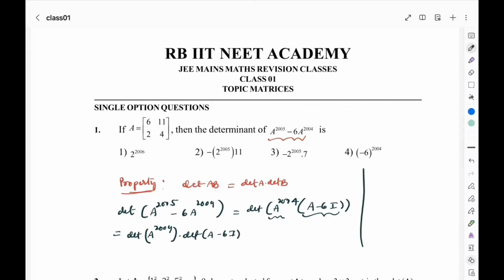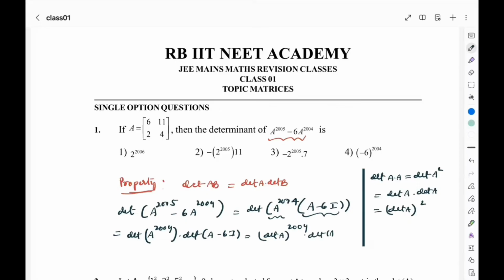Here it is det of AB, the same property. In place of B, you write A, which is det of A square. You can write det A into det A, which is det A whole square. So based on this, det of A square is det A whole square. On the same logic, it is det A power 2004 into det of A minus 6I.